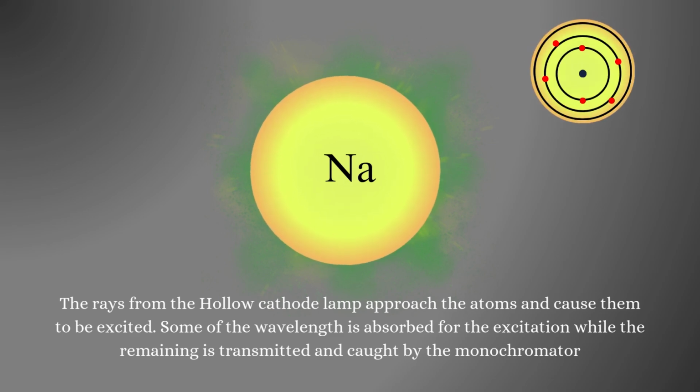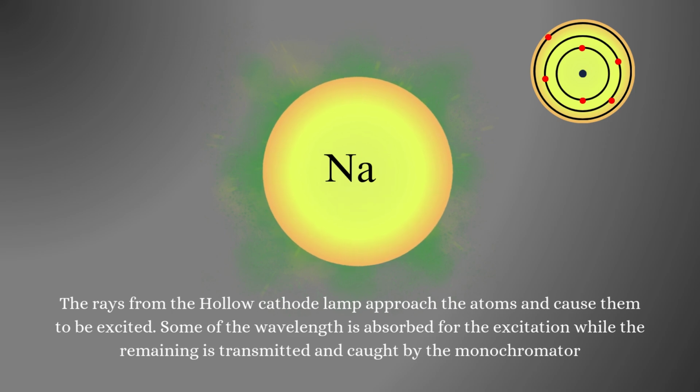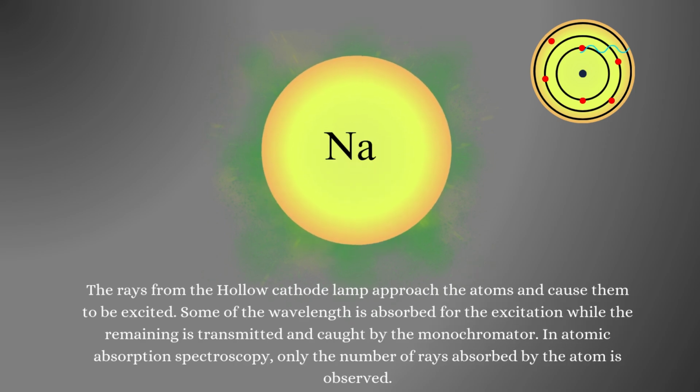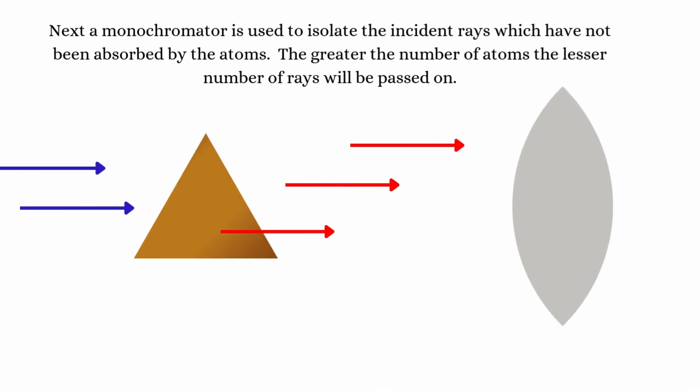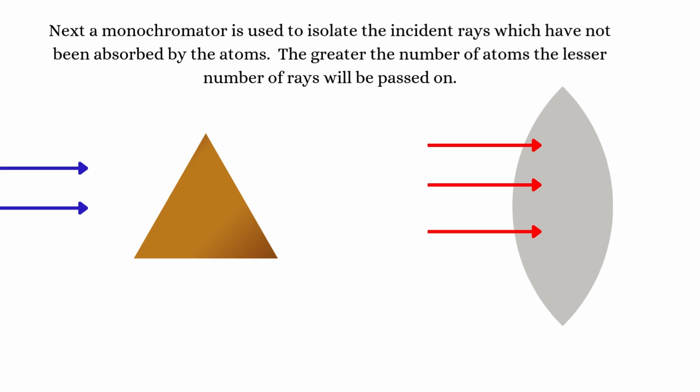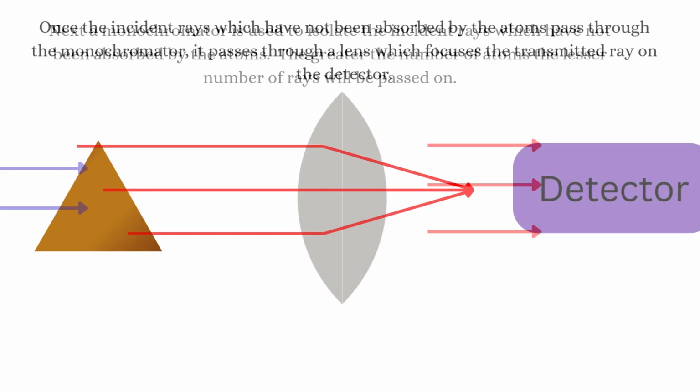Some of the wavelength is absorbed for the excitation while the remaining is transmitted and caught by the monochromator. In atomic absorption spectroscopy, only the number of rays absorbed by the atom is observed. Next, a monochromator is used to isolate the incident rays which have not been absorbed by the atoms. The greater the number of atoms, the lesser number of rays will be passed on.